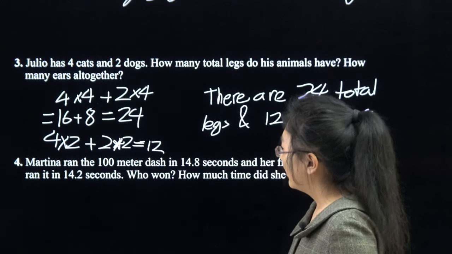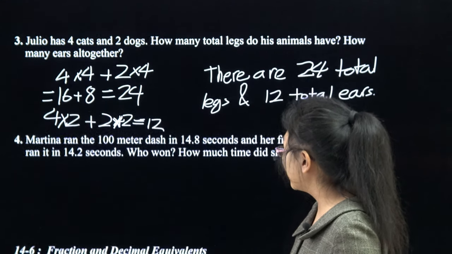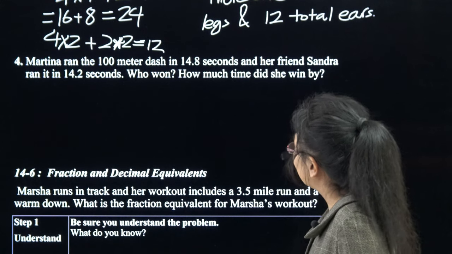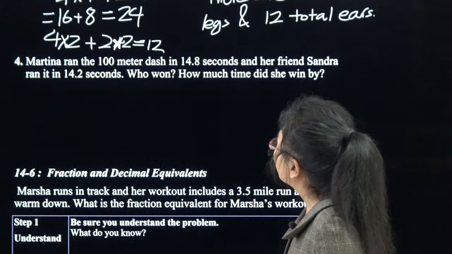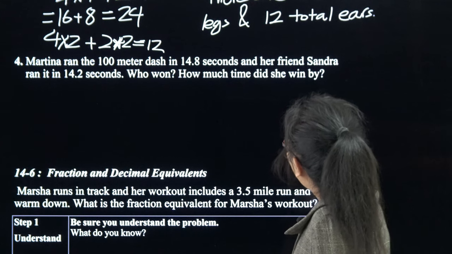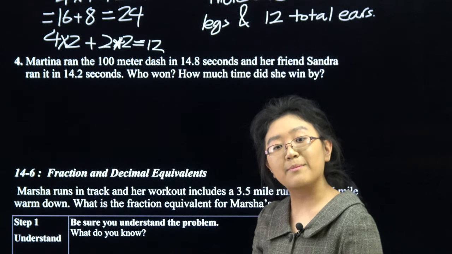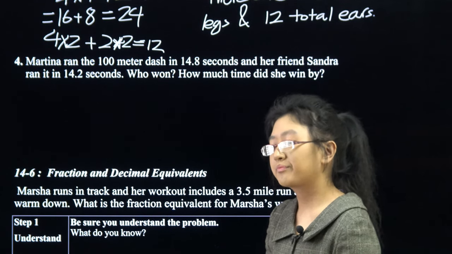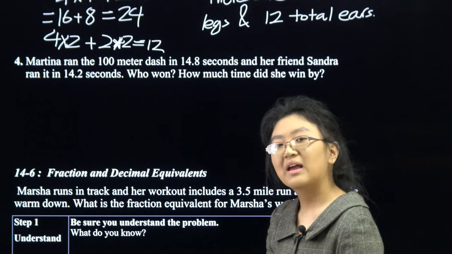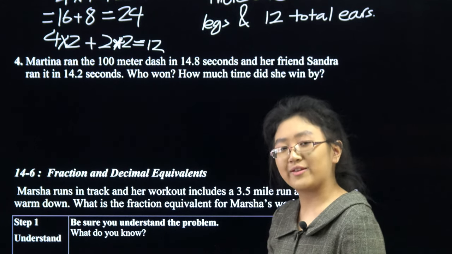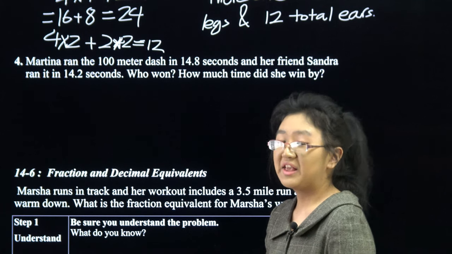Yay! Martina ran the 100 meter dash in 14.8 seconds and her friend Sandra ran it in 14.2 seconds. Who won? How much time did she win by? Is 0.8 bigger than 0.2? Let's take the zero off. Is 8 bigger than 2? Yes!